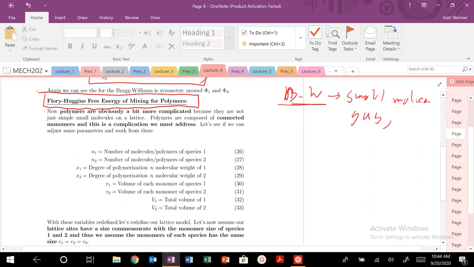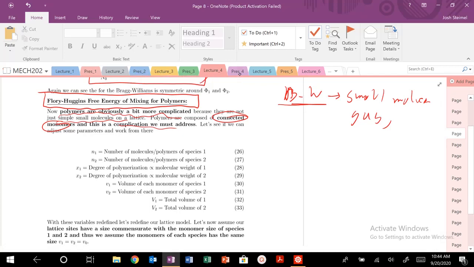And what Flory did, and again, we talked about Flory with swelling of polymers, is he made this insightful theory and took the Bragg-Williams model and adapted it to be applied for polymers. So there are some key distinctions, and we're going to get into that today. Polymers are different from small molecules because they're not just small molecules on a lattice, they're connected. So we have connected monomers, and this is a complication that we have to address. We have to adjust some parameters from the Bragg-Williams theory that we worked with previously.